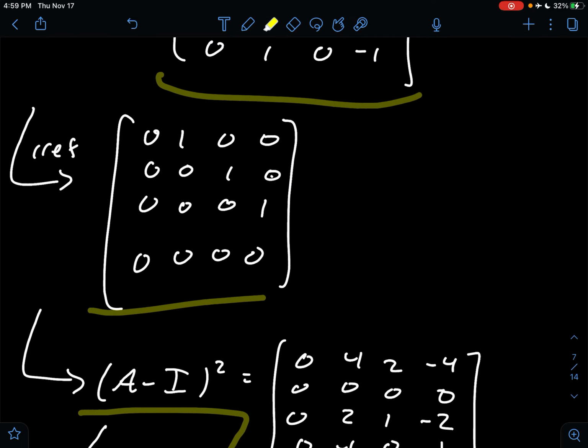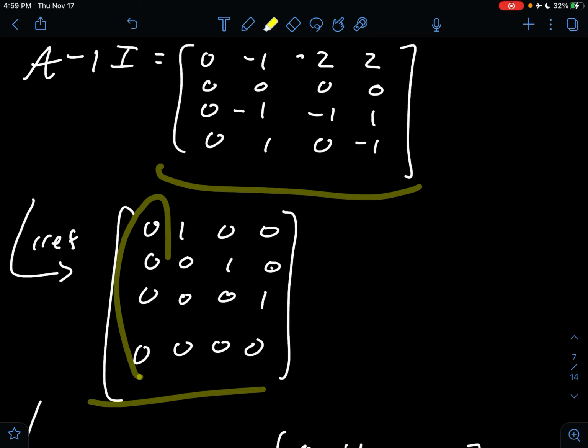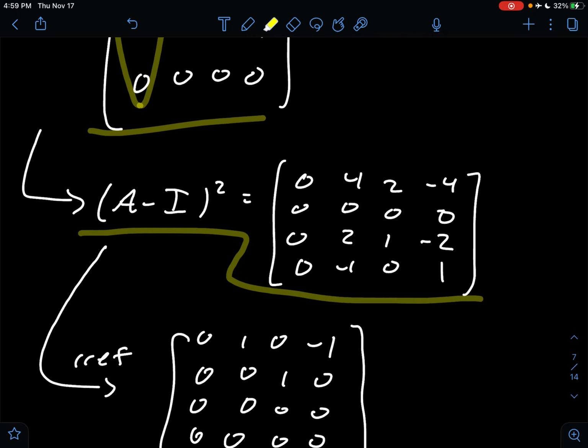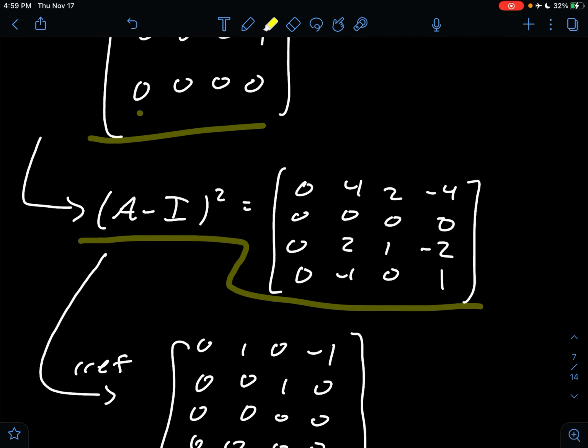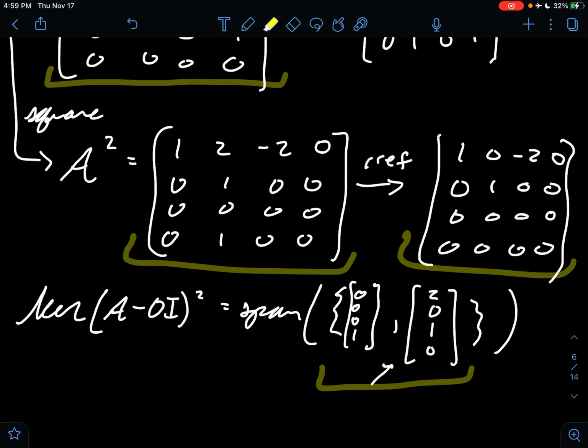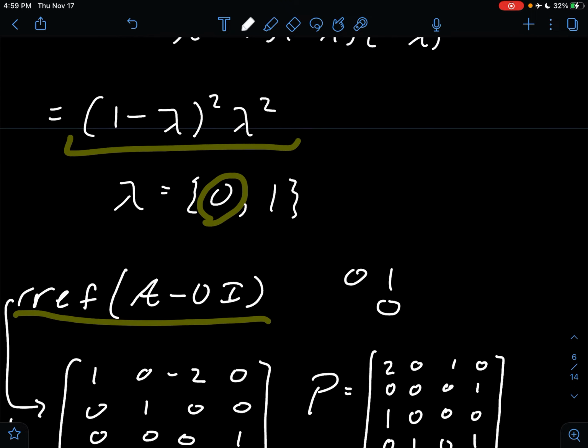Now let's look back at just A minus 1I. When we row reduce that, we see that (1, 0, 0, 0) is also in the kernel of A minus 1I. So that can be our eigenvector, and our generalized eigenvector can be this other vector. Then we'll put those both back in P, and let's look back up at P. Yep, we're good. Here's our eigenvector and here's our generalized eigenvector corresponding to lambda equals 1.